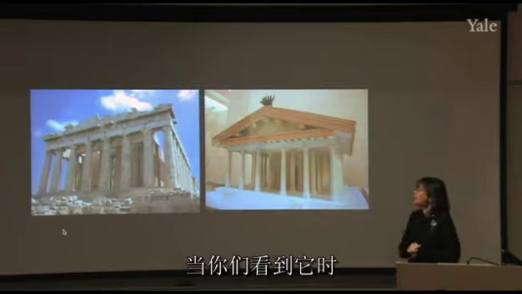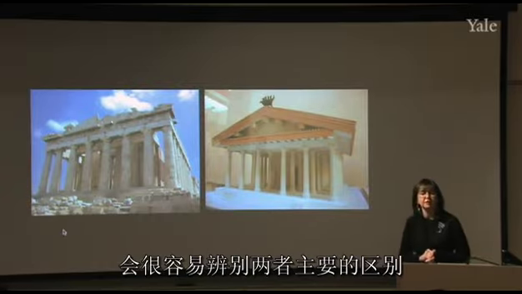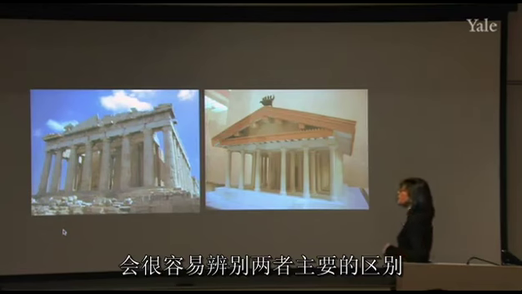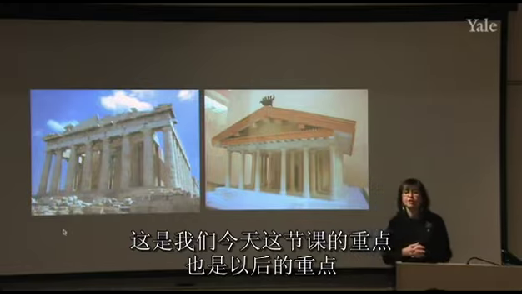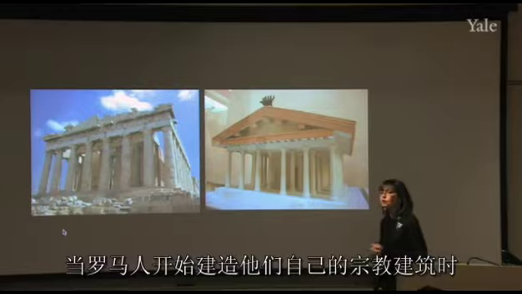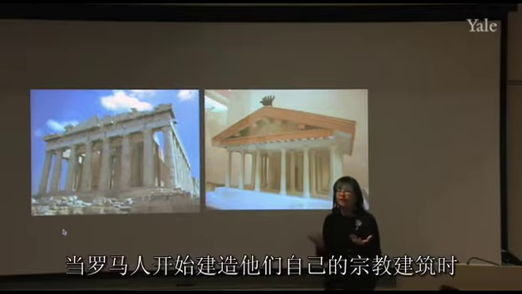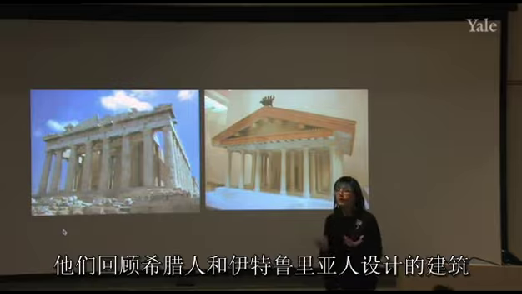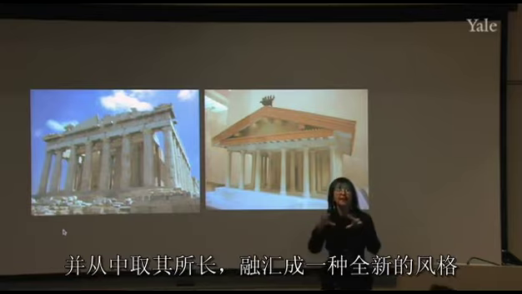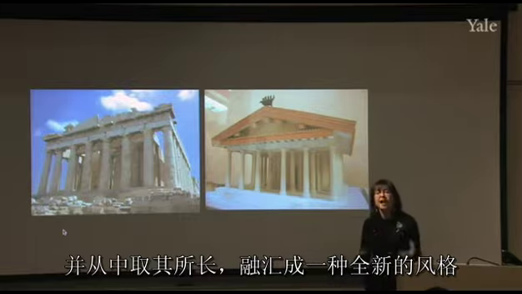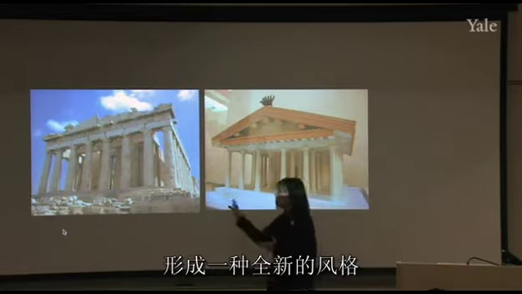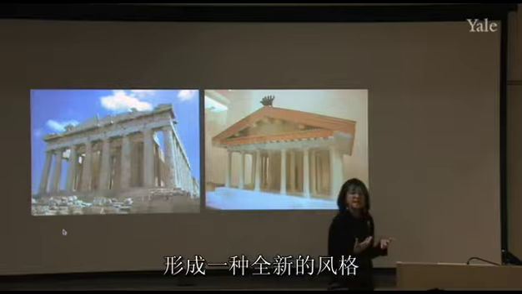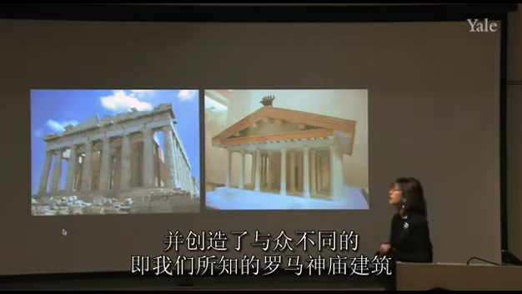And as you look at this, I think you can see for yourselves, although I will point out the major distinctions between the two. And this is going to be very, very important for today's lecture, but also in the future, because what we're going to see is that when the Romans began to build their own religious architecture, they looked back to what had been done by the Greeks and what had been done by the Etruscans. They picked and chose what they liked in each, and they brought that together in an entirely new creation. They mixed it up with their own culture, their own religion, and created something distinctive that we know of as the Roman temple.